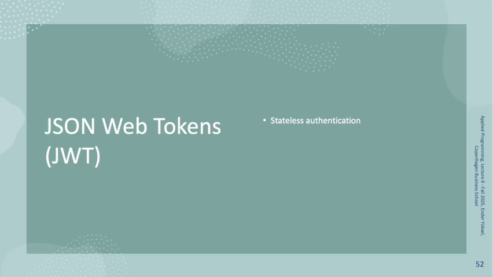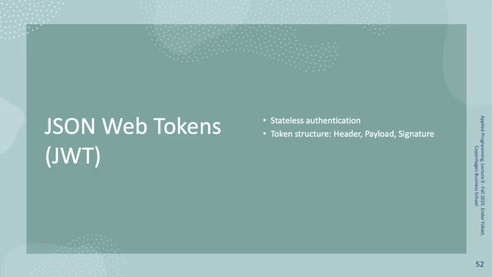A JWT is a compact, self-contained token that includes all the information needed to verify a user. It has three parts. Header specifies the algorithm used to sign the token. Payload contains the user's data, like their ID, email, and roles. Signature is a cryptographic hash that ensures the token hasn't been tampered with.